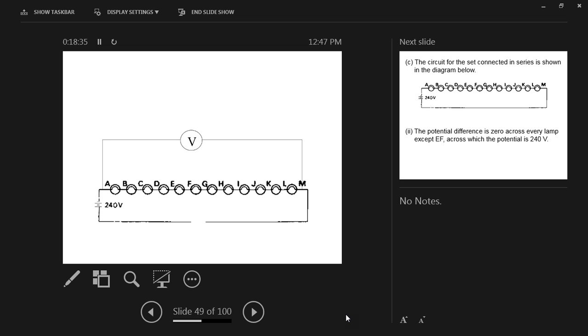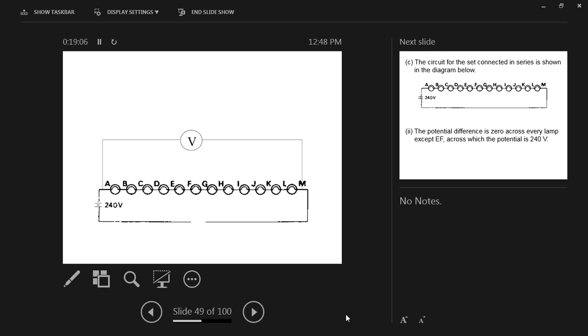Because the potential at M is the same as the potential at L, and so on and so forth, and it's the same as the potential at A. So if A has the same potential as M, their potential difference is 0, and the voltmeter always reads the difference in potential between its left side and its right side, and it shows 0. Right? Because that's exactly what a voltmeter does. Good.